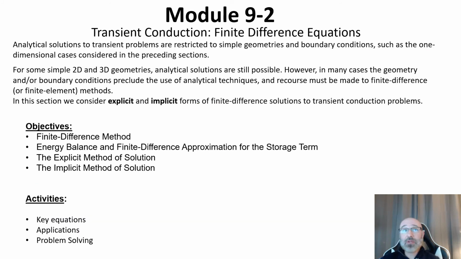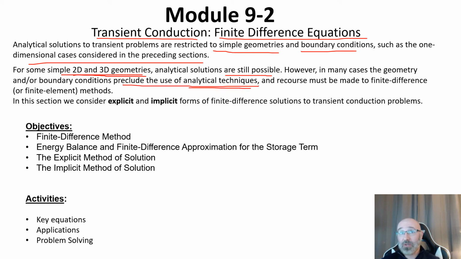Now moving on to Module 9.2, we'll be dealing with transient conduction, looking at finite difference equations. The thing we want to talk about now is the fact that analytical solutions to transient problems are restricted to simple geometries and boundary conditions, such as the 1D cases considered in the preceding section. These are really simple cases to understand the theory and see how we apply our equations. Even for some simple 2D and 3D geometries, analytical solutions are still possible, and we saw a little bit of that as well. But in reality, that's not always the case. In many cases, the geometry or boundary conditions preclude the use of these analytical techniques, and we must use finite difference methods in order to solve these problems.